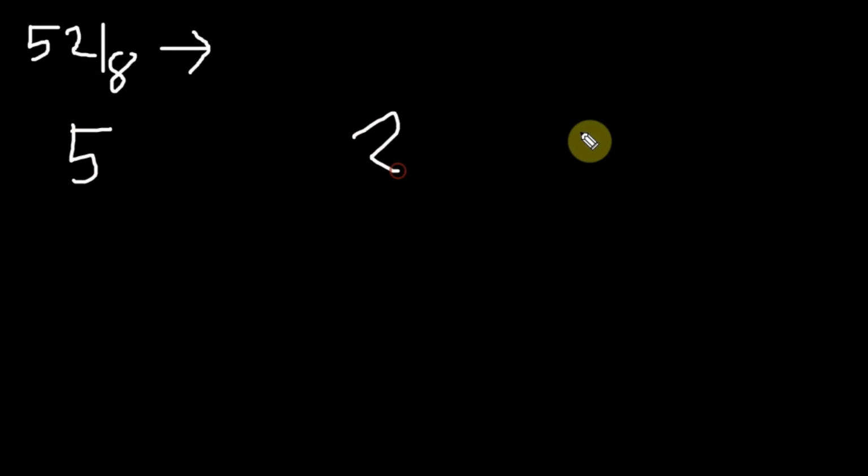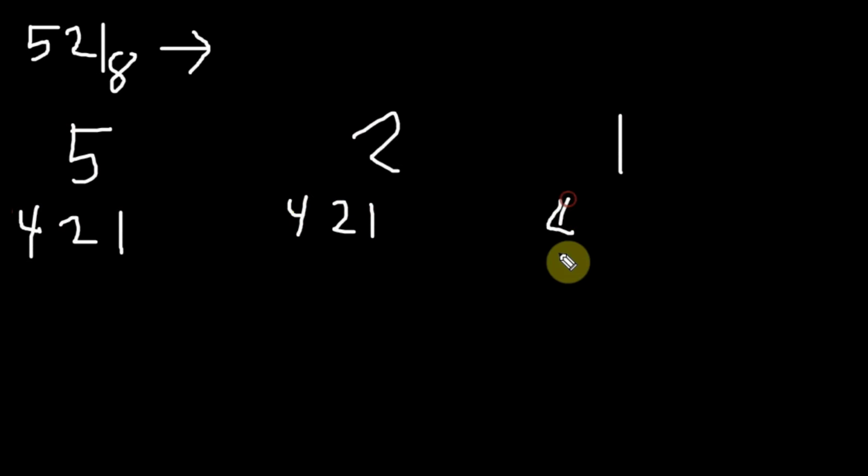Let's say, for example, 521 base 8. To convert it to binary, we need to separate the numbers first: 5, 2, and 1. Now we'll put the powers of 2 at the bottom, mainly 4, 2, 1, 4, 2, 1, 4, 2, 1. Now, these numbers add up to 7, which is the largest or maximum number in the octal numerical system.